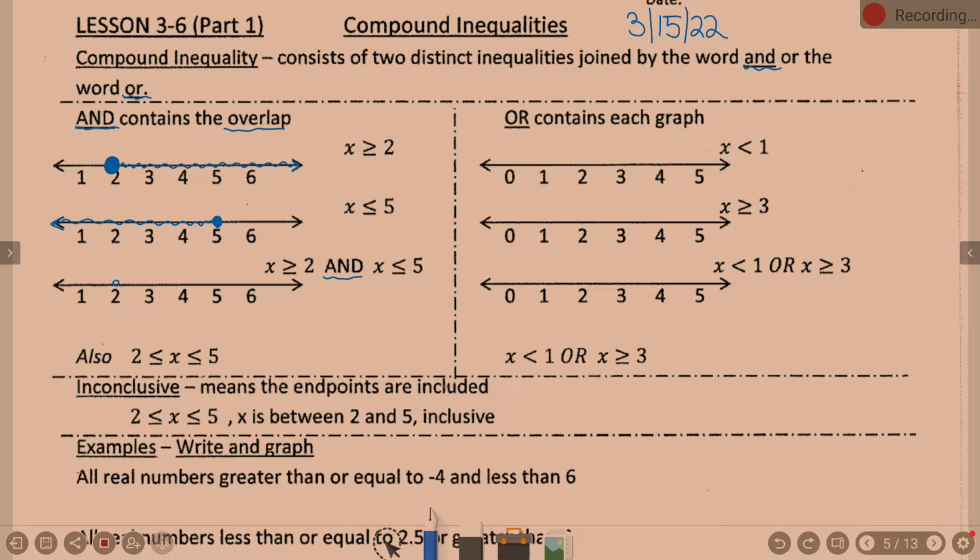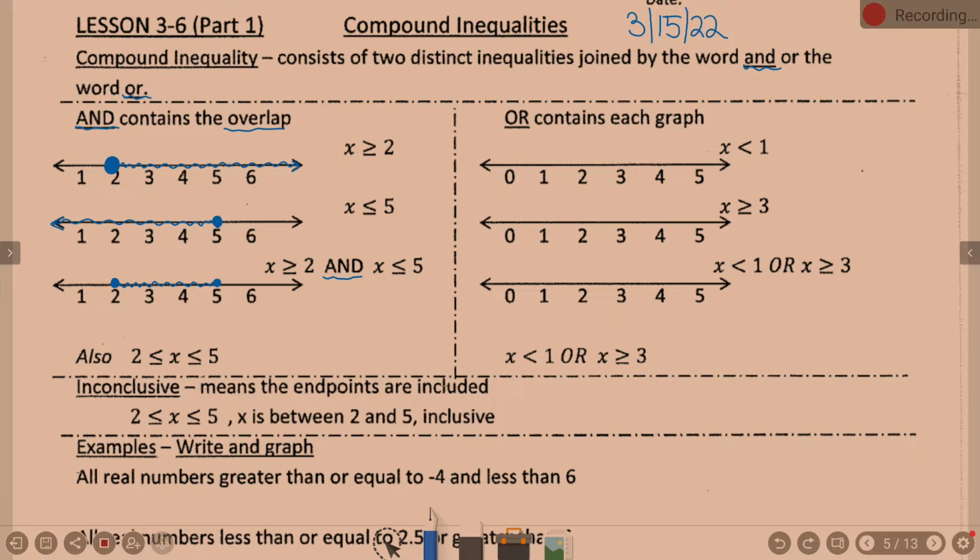So your answer for this one would be circles at both 2 and 5. They are closed circles because they are equal to, and the shading would be in between. Hold on, don't get ahead of me here.